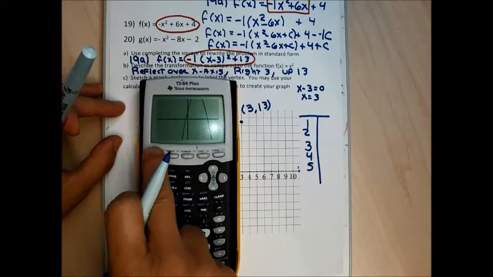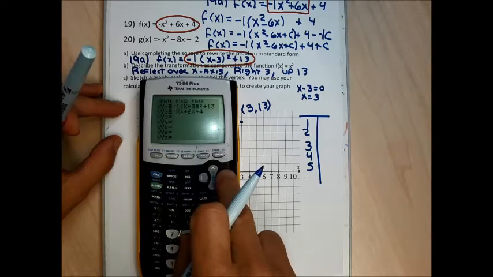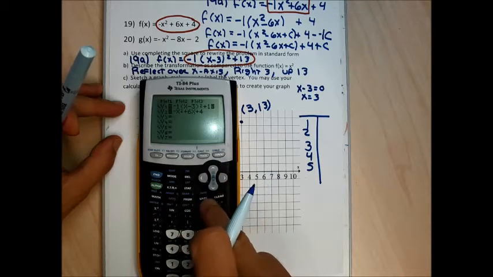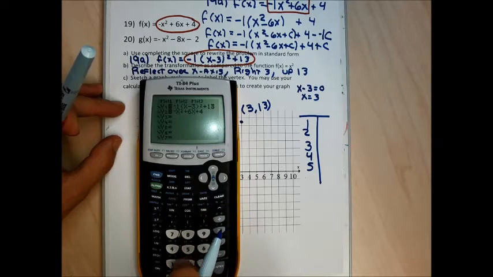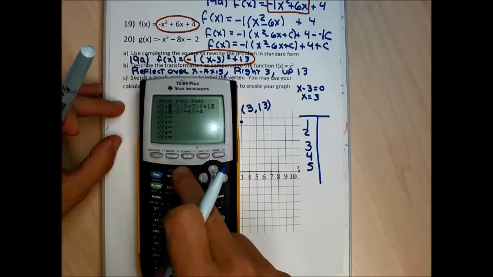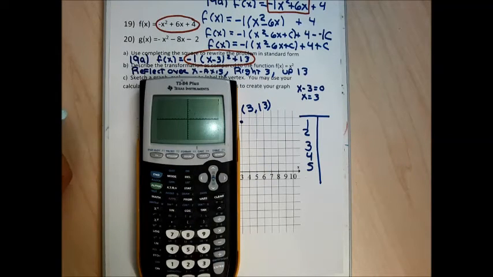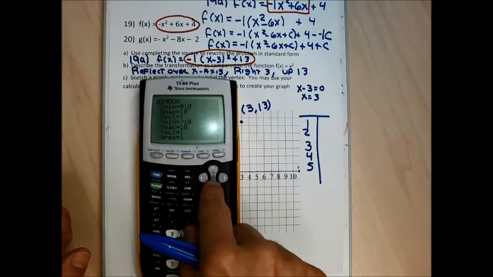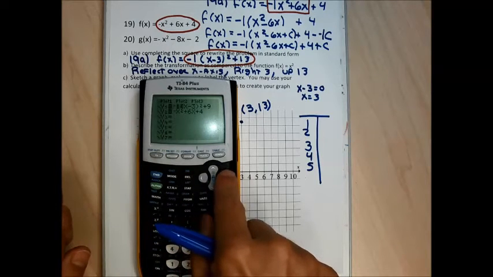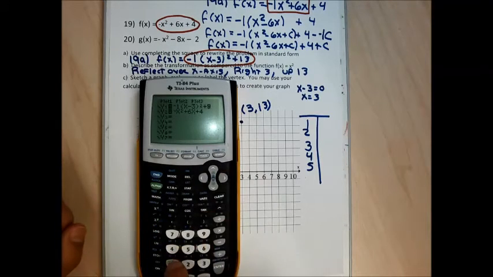If I had made a mistake, let's say instead of plus 13, I came up with, I don't know, plus 9. If my answer was wrong, when I graphed it, I'd see two distinct graphs that don't match up. So you can tell you're wrong if you don't have just one graph. Let me change this back to the right answer.